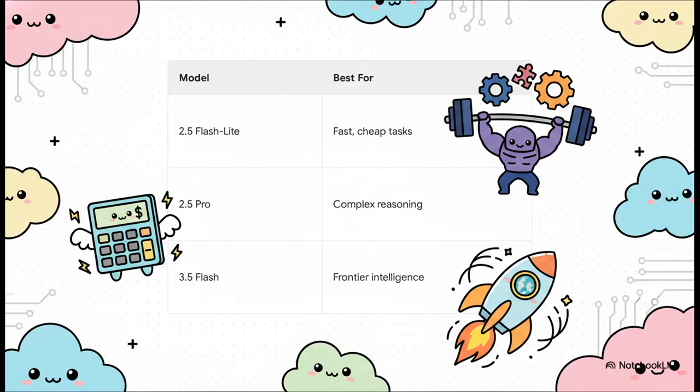Then you've got Gemini 2.5 Pro, which is the heavy lifter, designed specifically for complex reasoning and really advanced coding challenges. And finally, Gemini 3.5 Flash is your cutting-edge choice. It brings frontier intelligence right out of the box, along with top-tier search and grounding capabilities.